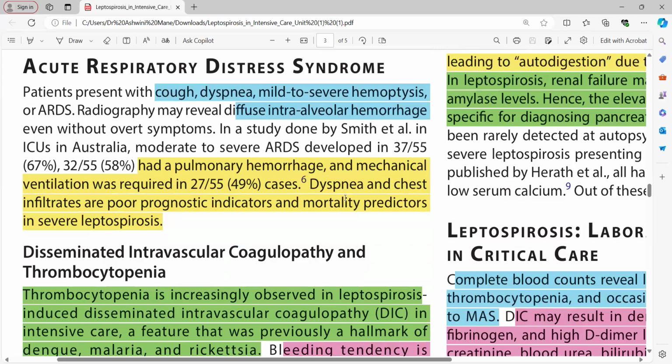Now, the next manifestation is acute respiratory distress syndrome. The patient presents with cough, dyspnea, and moderate to severe hemoptysis. Radiology may reveal diffuse intra-alveolar hemorrhage. Then the patient has pulmonary hemorrhage and mechanical ventilation is required. In some cases, dyspnea and chest infiltration are poor prognostic indicators and mortality predictors in severe leptospirosis.